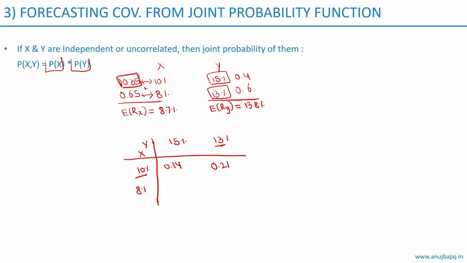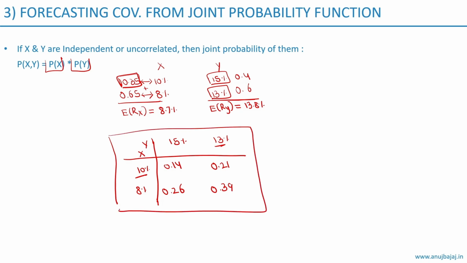And similarly, we can fill the remaining matrix. So there is a 26% probability of X generating 8% and Y generating 15% together, and there is a 39% probability of X generating 8% and Y generating 13% together. So this is how the joint probability matrix looks.